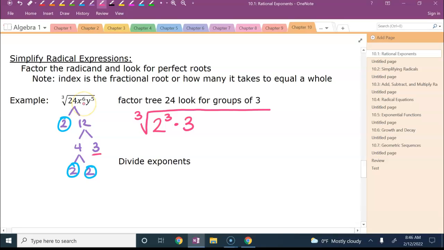Now let's talk about our letters. So if I look at x to the 6th power, so again, I'm really just focusing on what these exponents are. 6 is divisible by 3. So I'm not going to do anything to the x. I'm going to leave this as x to the 6th power.